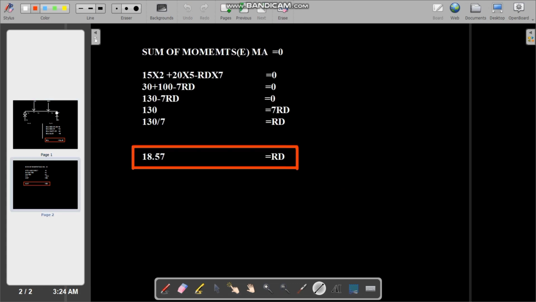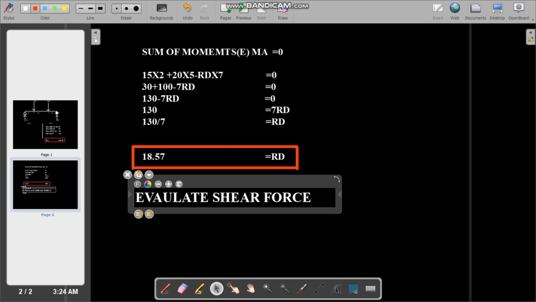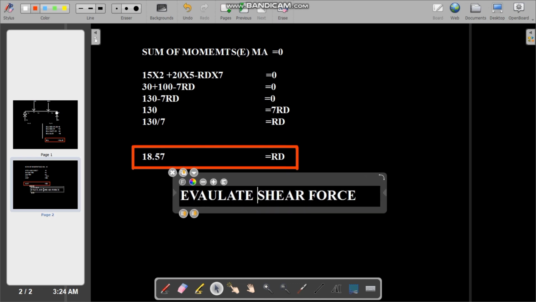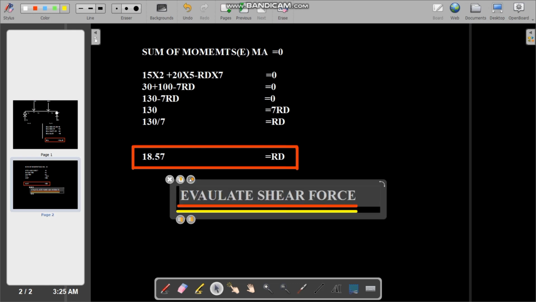So now we are moving toward the shear forces. As I said earlier, how can we evaluate the shear forces? So here you can see the shear force. What is the shear force? Shear force is the sum of the forces that are applied on a beam, upward and downward. It's all about it. The shear force, which I will evaluate here in a few seconds.